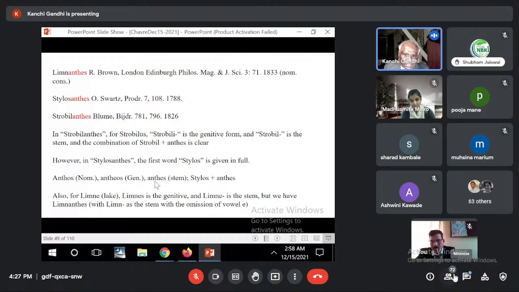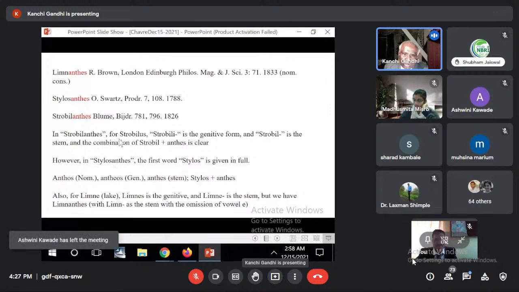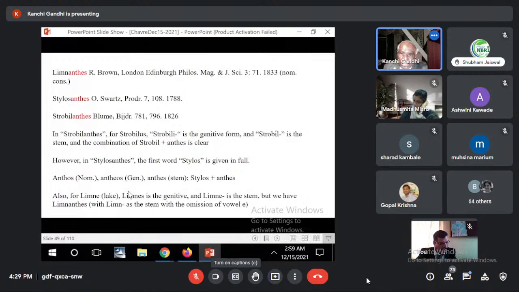So what is happening is, in Strobilanthes, we used the stem of the first word and combined the next word. Whereas in Stylosanthes, we are using the stem of the second word, adding it to the full word of the first word. This is one explanation given to me. Because I know some basic rules and regulations, but I'm not an expert in Latin and Greek grammar. I know only the basics. So this is the explanation given. In Strobilanthes, the second word remains the same, whereas we use the stem of the first word. Whereas in Stylosanthes, we use the stem of the second word and retain the full first one. It may be a correct explanation or it may not be. If I find out something else, I'll inform you.